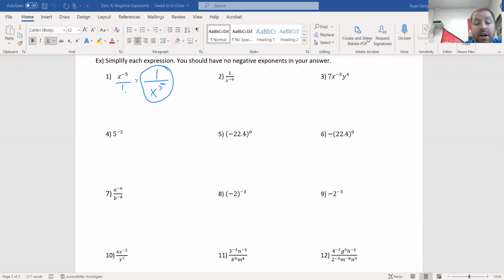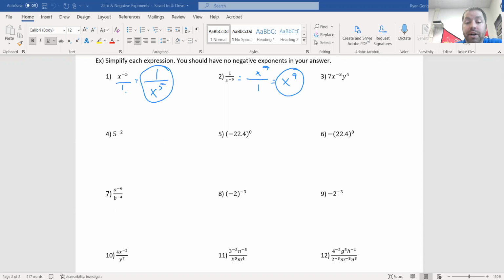Okay, number 2, another negative exponent, meaning it's not happy. Right now, it's not happy, this time in the bottom. So in the bottom, it needs to move. If it's not happy on the bottom, it wants to go to the top and become x to the positive 9th. Nothing left on the bottom, I put a 1, but x to the 9th over 1 is the same as just x to the 9th. Okay, you can do either one of those.